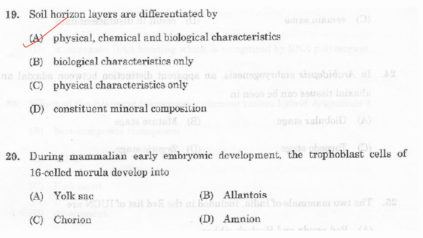Then next one. During mammalian early embryonic development, the trophoblast cells of the 16-celled morula develop into what is called the chorion. Answer is option C.